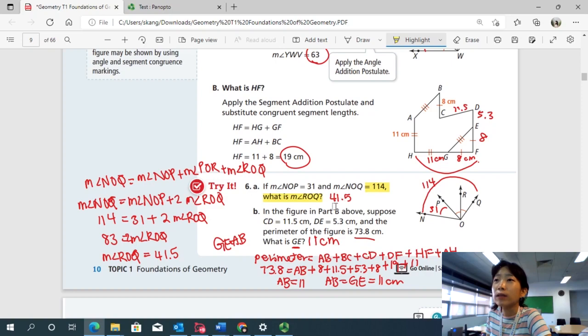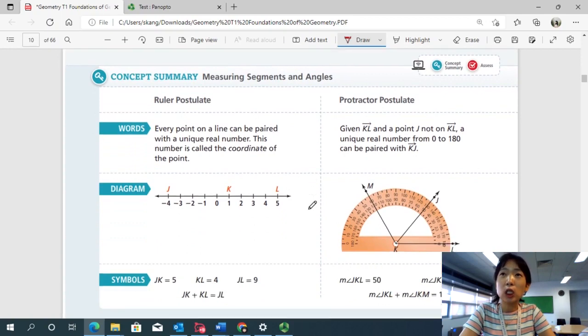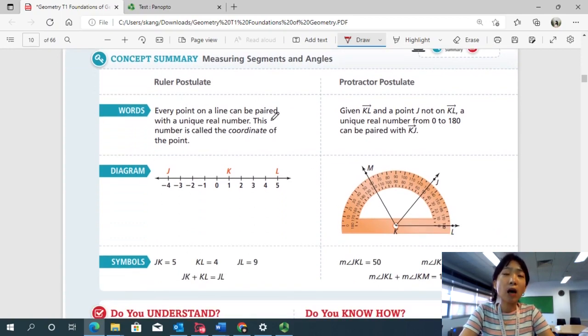Okay, did you all figure it out? So the answer for part A is 41.5. The answer for part B is 11 centimeters. Okay, if you got everything correct so far, great job. Congratulations on finishing lesson 1 of topic 1. Yeah, that's a big step. So let's summarize our lesson: measuring segments and angles. There were a lot of postulates and definitions. These are only 2, but I recommend going back and getting familiar with all the notations and the rules.